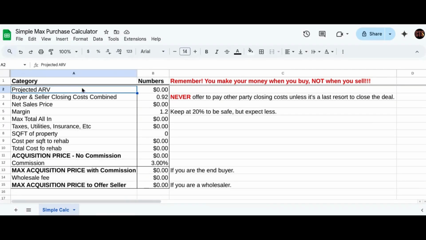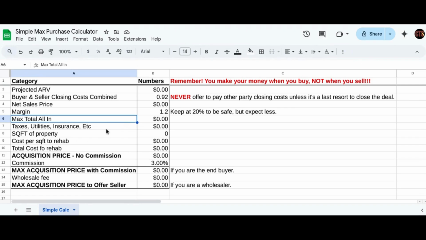All right, so you have your projected ARV, basically after repair value, right? You have your buyer and seller closing costs combined. Like it says here, never offer to pay for the other party's closing costs unless it's a last resort to close the deal. Fairly simple. Don't offer everything straight from the jump. Then you're going to have your net sales price, whatever you want your margin to be, but keep it around 20% to be safe, but expect less. So that's going to give you your max total all in.